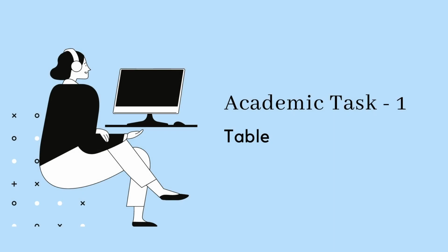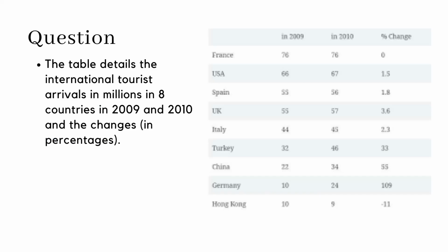In today's class, we will see how to attempt the table type of question in academic task 1 writing in IELTS. As you know, all the graph type of questions are written in the same way. So whether it is a table, bar graph, line graph, or pie chart, all can be written in the same way. But yes, the images will be different. Today we are seeing the table. Let us start with the question.